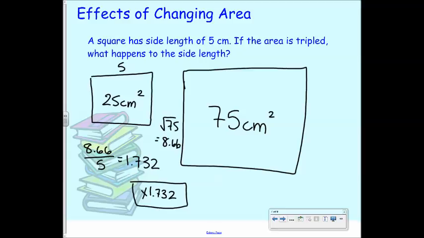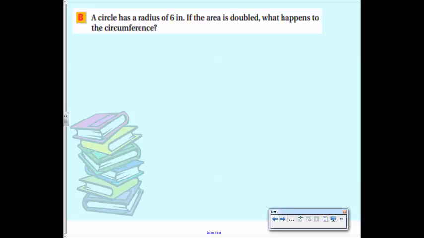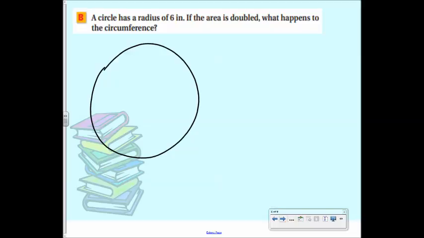All right, a circle has a radius of 6 inches. If the area is doubled, what happens to the circumference? So my original circle has a radius of 6 inches. So if my radius is 6 inches, what's the original area? 36 pi. All right, and I said this to a couple people: I would leave all these in terms of pi. It makes it a lot easier to see the dimension changes than if you put them into the decimal.